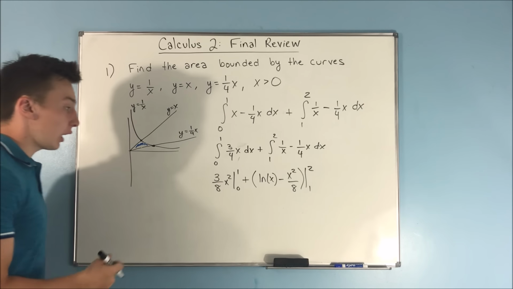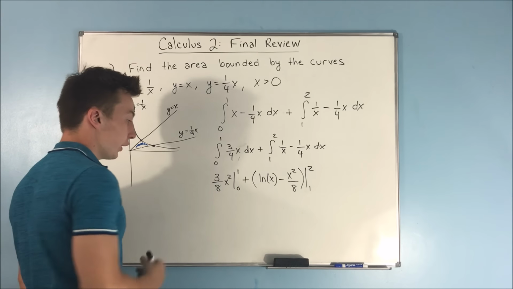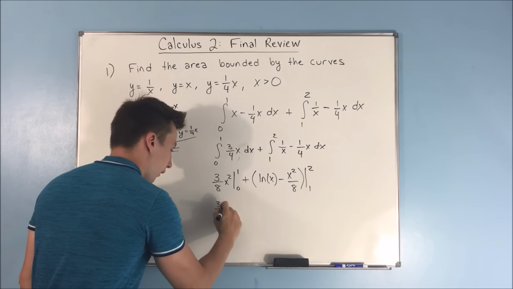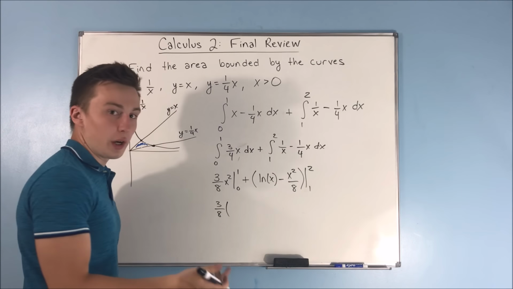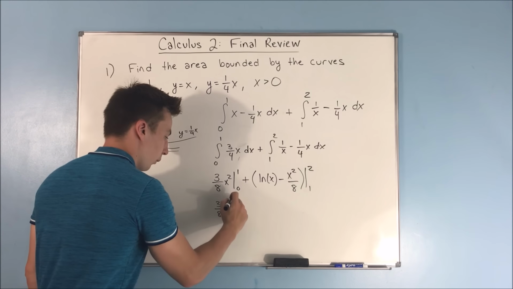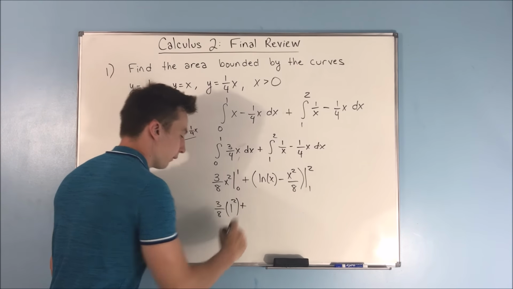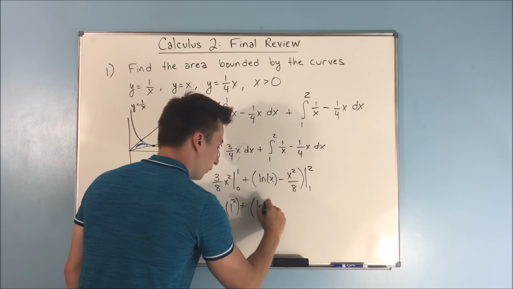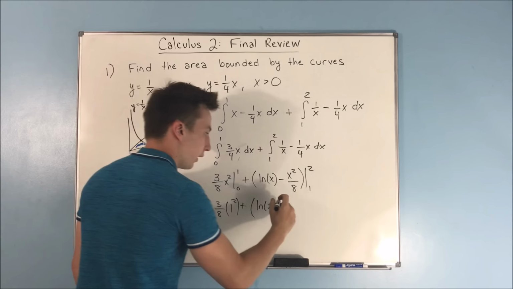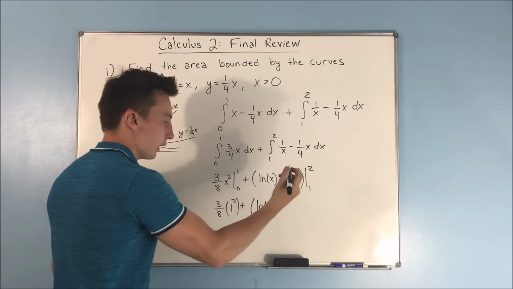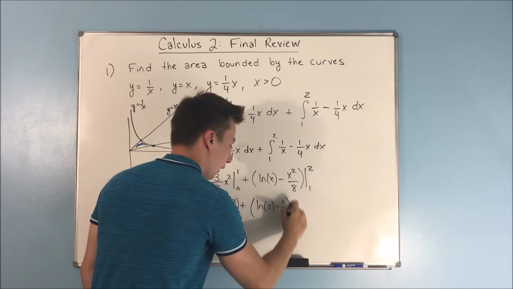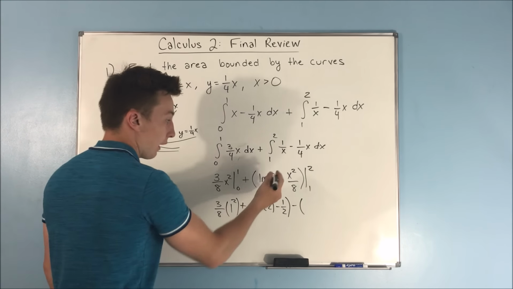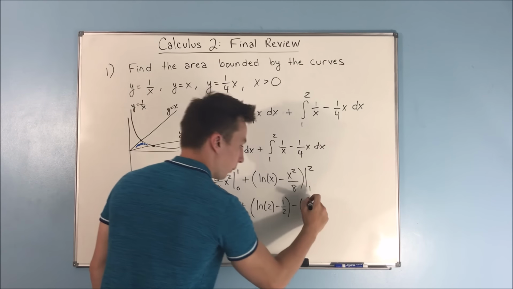Now just doing our evaluation step here, our 0 is going to kill this off, so we don't need to worry about the 0 at all. We're just going to have 3/8 times 1 squared, which is just going to be 1, but we'll write it anyway. And then over here we'll have natural log of 2 minus 2 squared over 8, which is 4 over 8, or 1/2. And that will be minus natural log of 1, which is 0. And that'll be minus 1 squared over 8, which is 1 over 8.